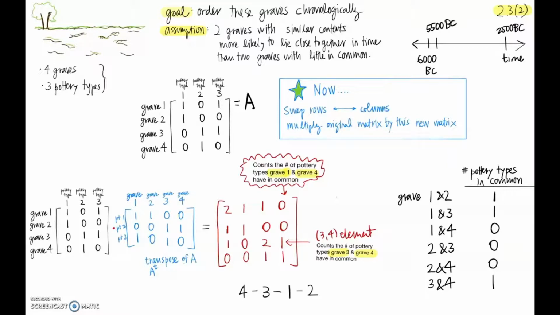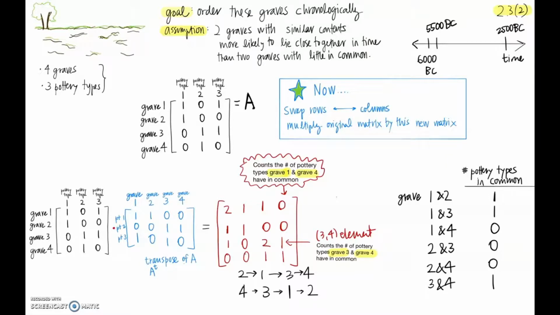Now, do we know which direction it goes? Do we know that it follows this direction? Not necessarily. It could be that, or it could be the reverse: 2, 1, 3, 4. We just know in relation to each other the probable ordering of these graves.